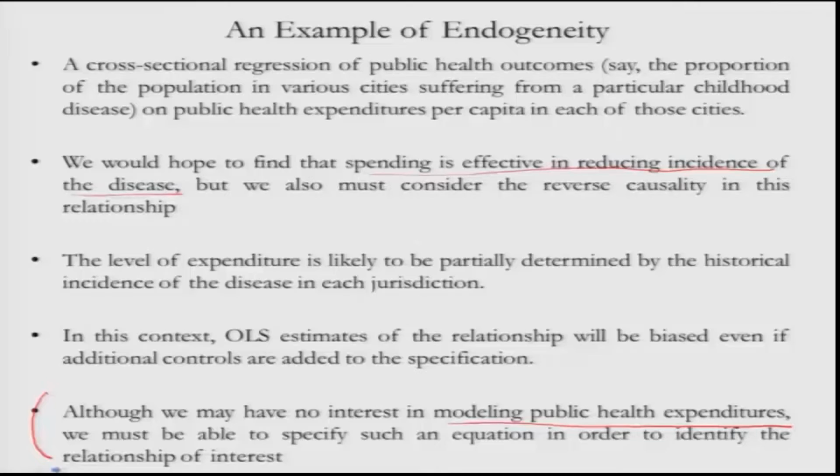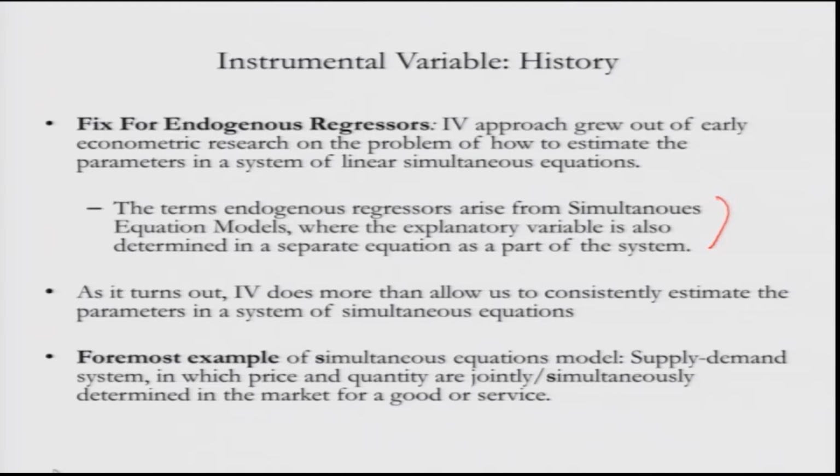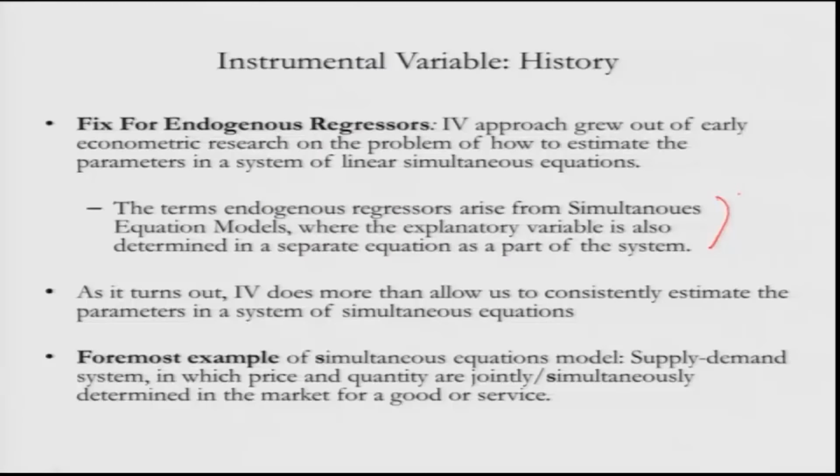And what we are saying over here is, in order to understand the causal relationship from public health expenditures to the incidence of disease, we need to understand that these endogenous regressors, in this case the public health expenditure, arise from simultaneous equation models where it is determined in a separate equation as part of the system. So, public health expenditure itself is an outcome variable. It is not just an explanatory variable in the equation of disease incidence on public health expenditure.